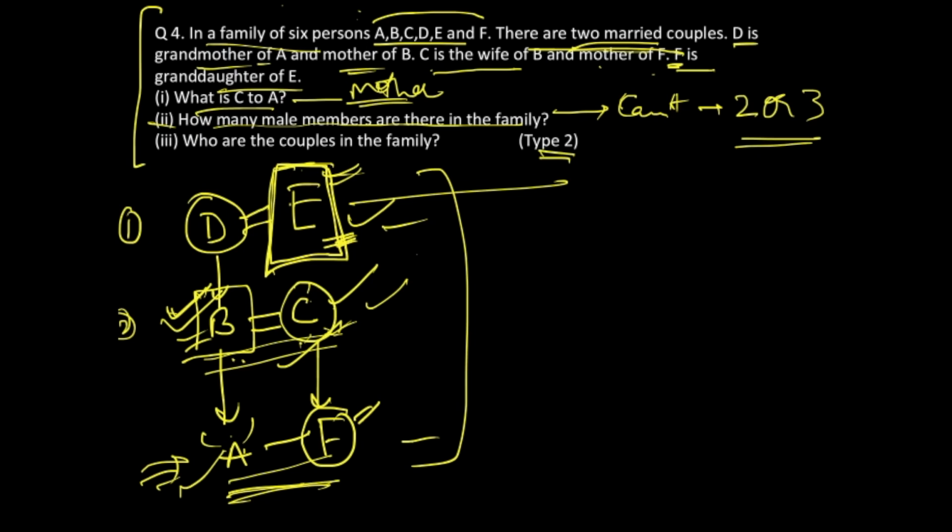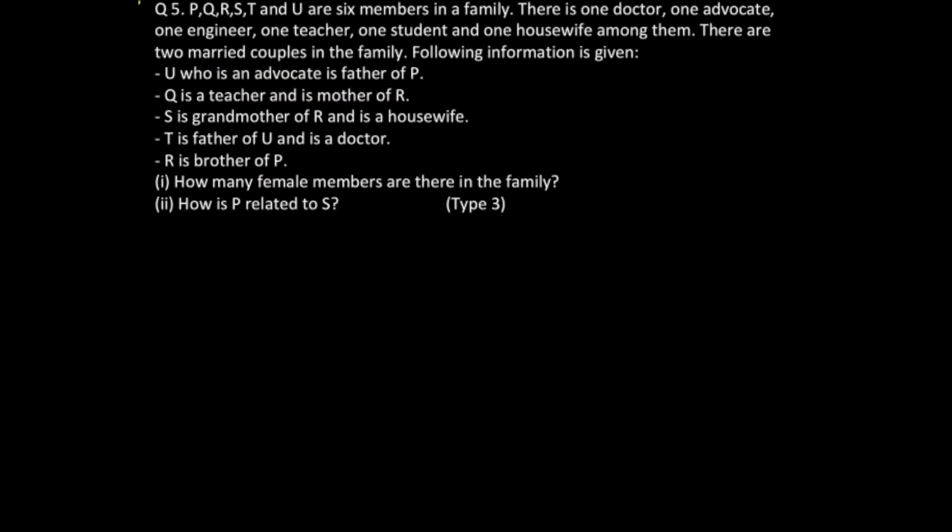Okay, now the third question says who are the couples in the family. So we have clearly established based on this particular double line symbol that there are 2 couples, D and E and B and C. Alright, let's have a look at another question. So this is a type 3 sort of question in which the family is going to involve number of professions as well. Let's have a look at this.